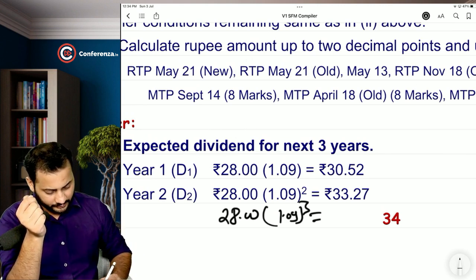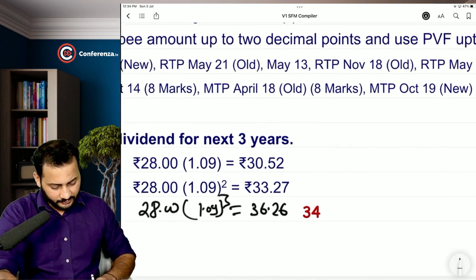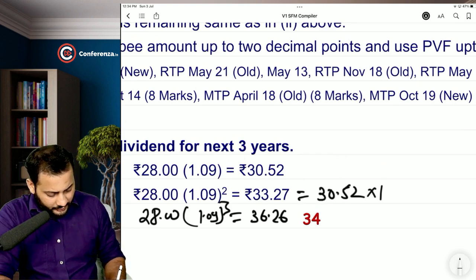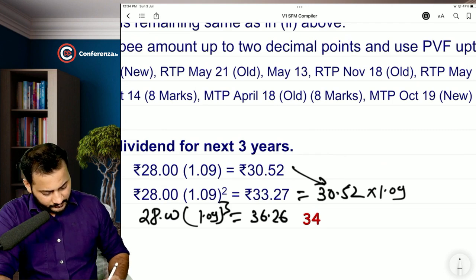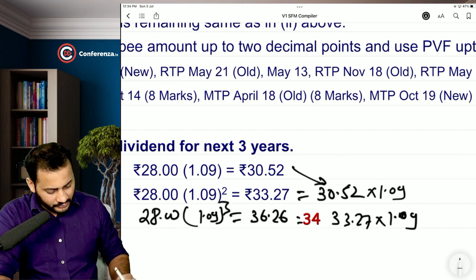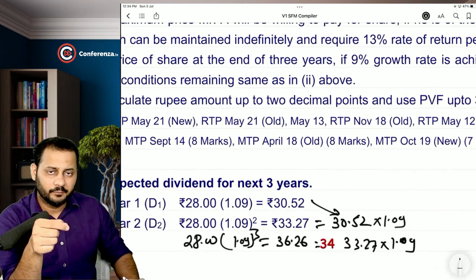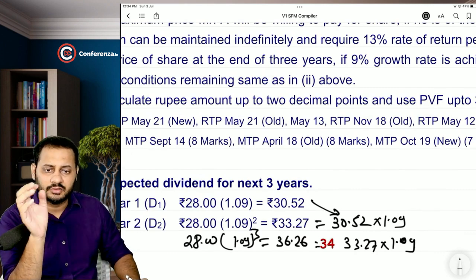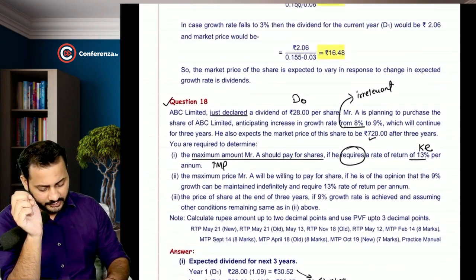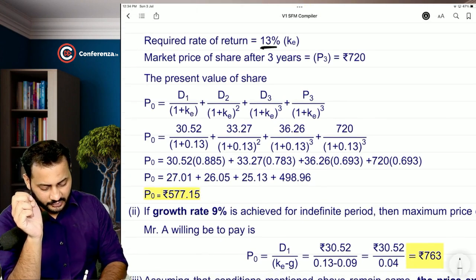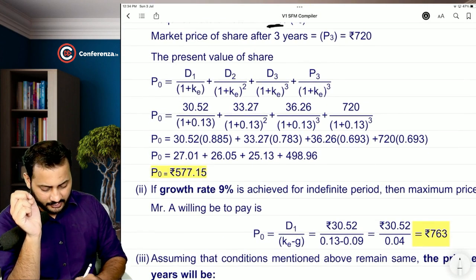So that's 36.26. Another method is just like this: 30.52 into 1.09, then 33.27 into 1.09. So every previous figure can be multiplied only with 1.09 to arrive at the answer. Okay, let's go ahead. These are the 3 years' dividends. Then comes the 13% cost of capital, and this is your final formula.